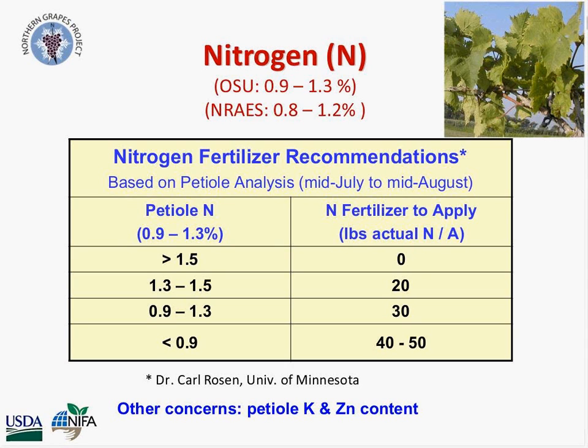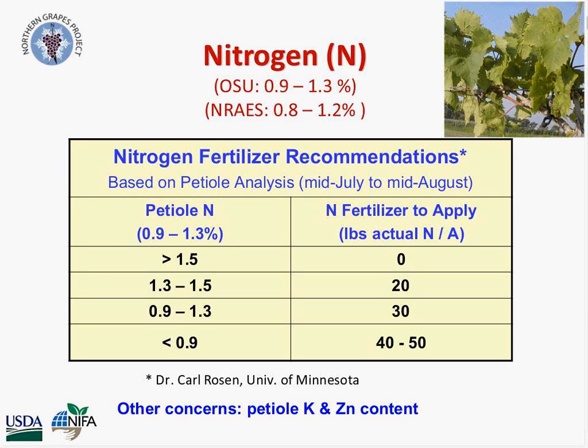This is a good area to figure on as a base to begin and see how your vines respond. Now, another concern with nitrogen is petiole K, potassium, and zinc content. If these are low, you will not see a response to nitrogen fertilizers. So be sure to check to make sure that they are in the sufficiency range.